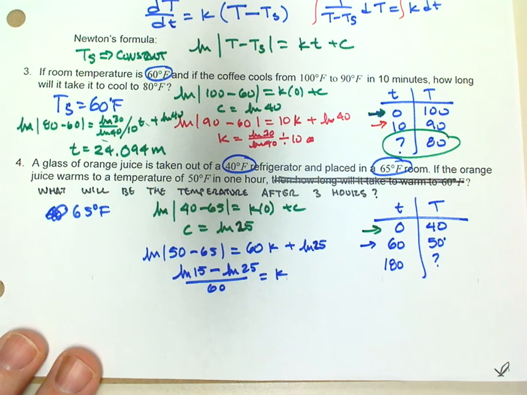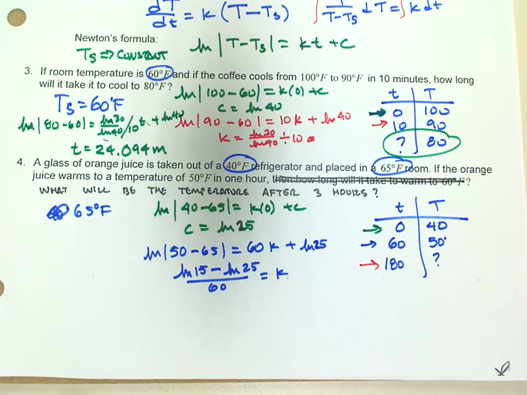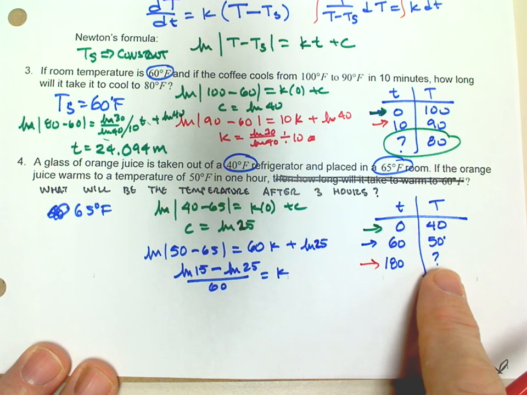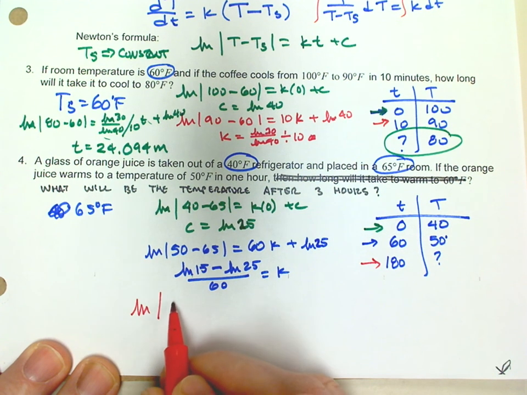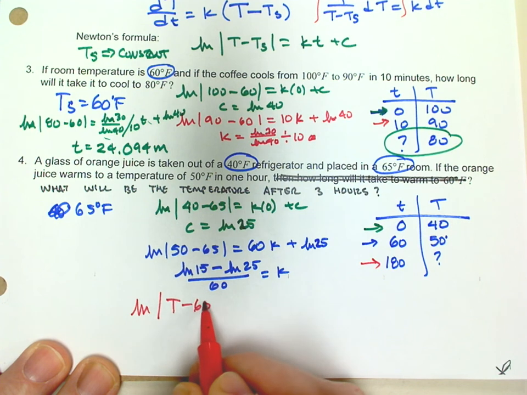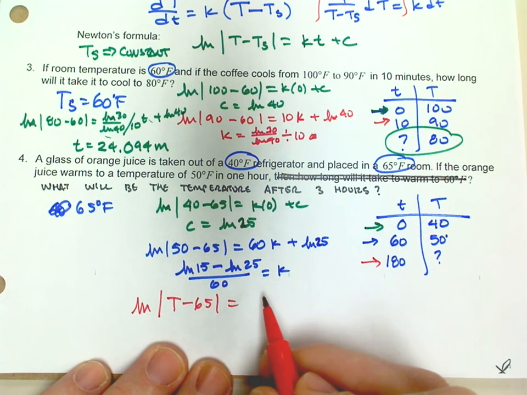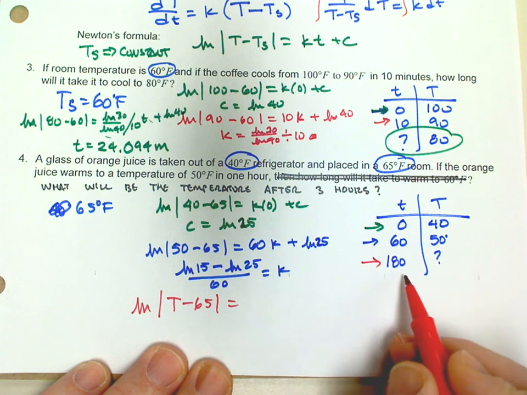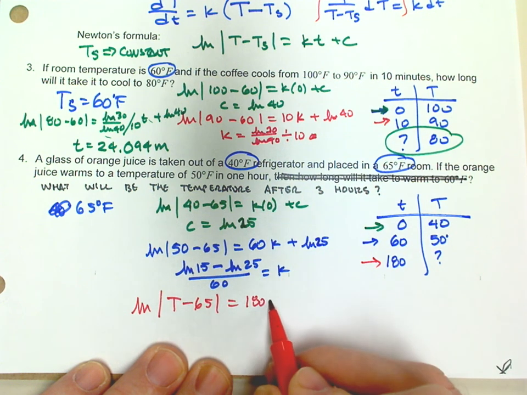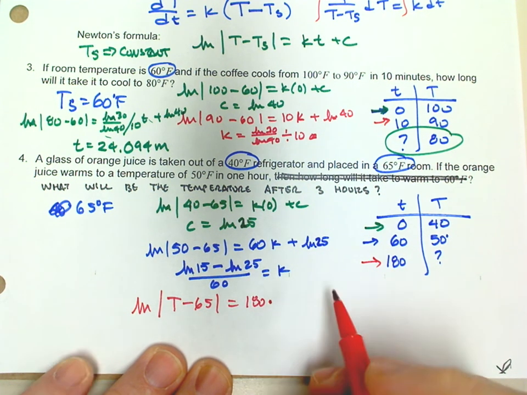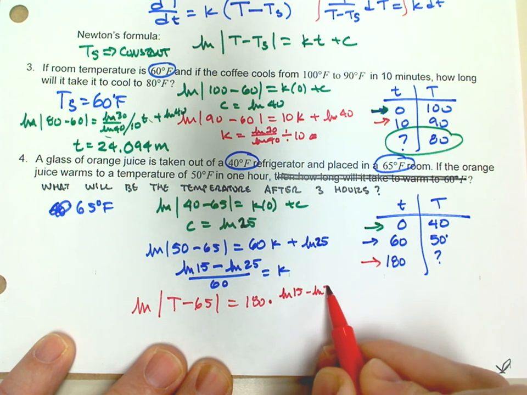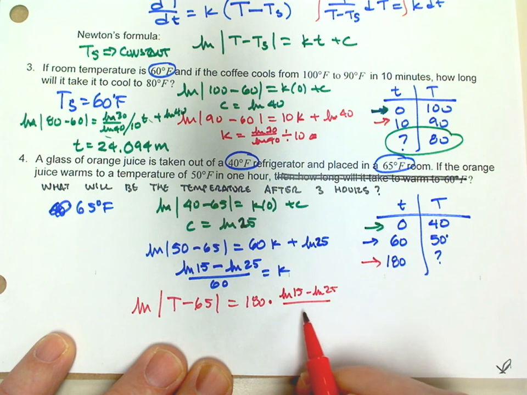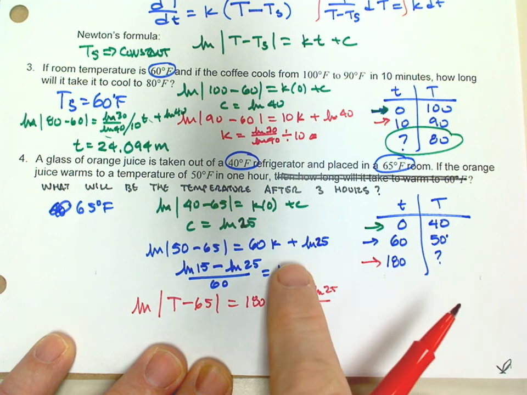Now let's go ahead and find out our T, that temperature after 3 hours. The natural log of whatever that temperature is minus 65 will equal 180 times this thing here, k. The natural log of 15 minus the natural log of 25, all divided by 60. That's the k.